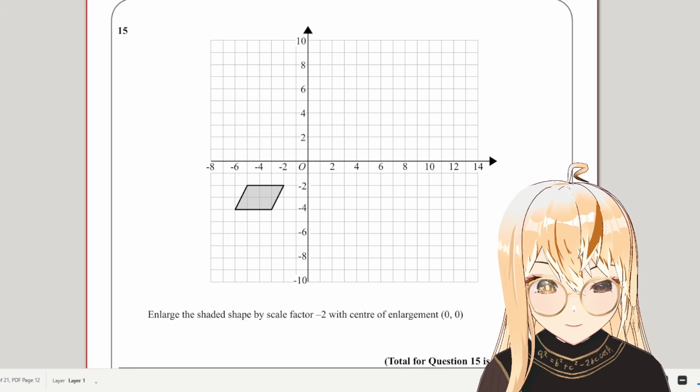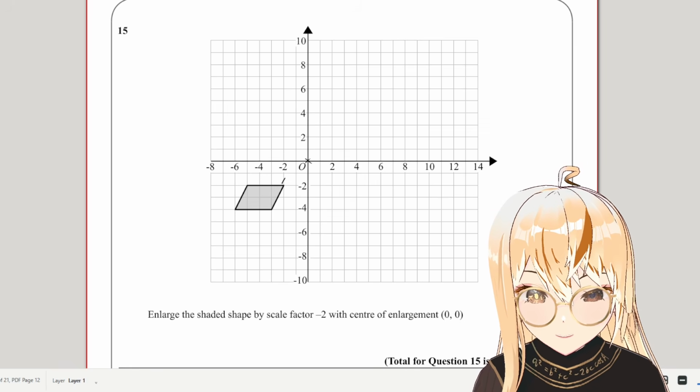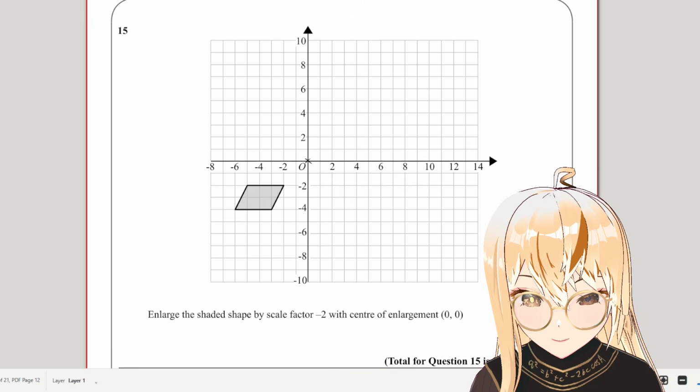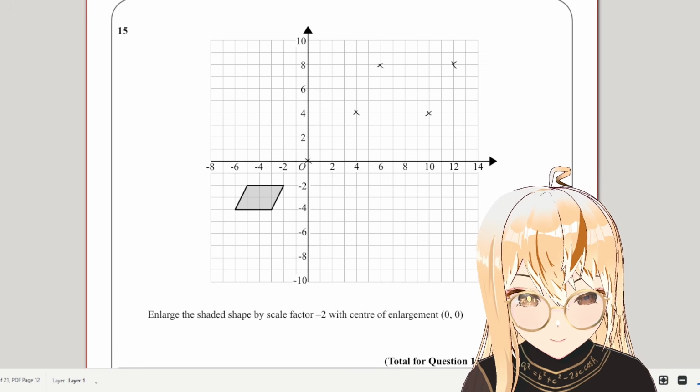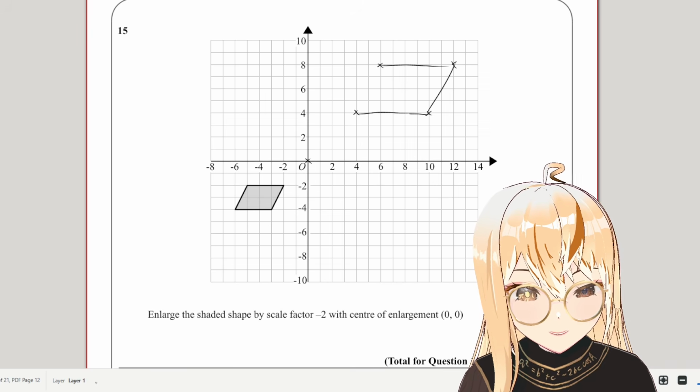So our center of enlargement is at the origin here, and we have a negative scale factor, so it's going to go all the way over here. So just multiply by -2 on each point, then connect up, again with a ruler in the real exam, hopefully.